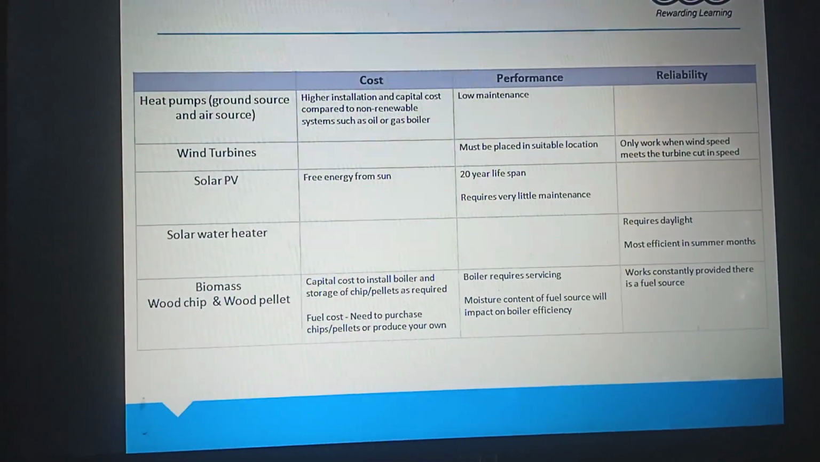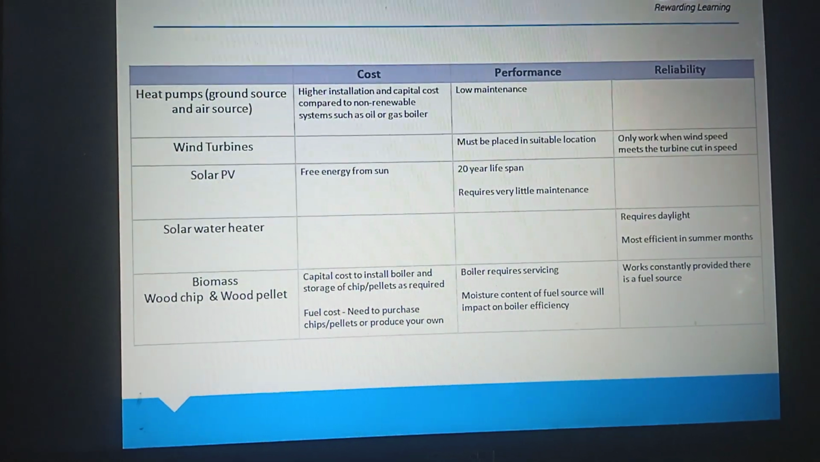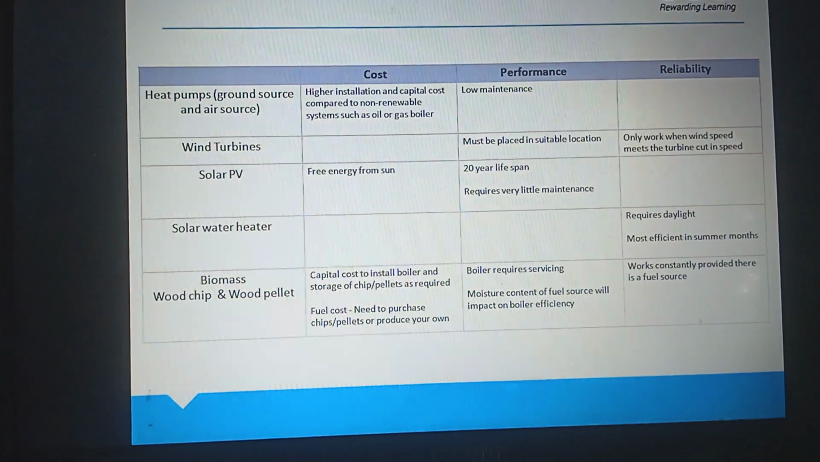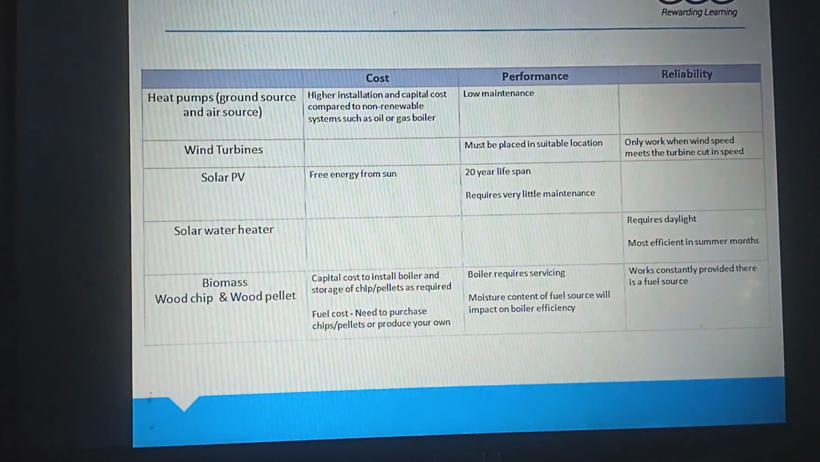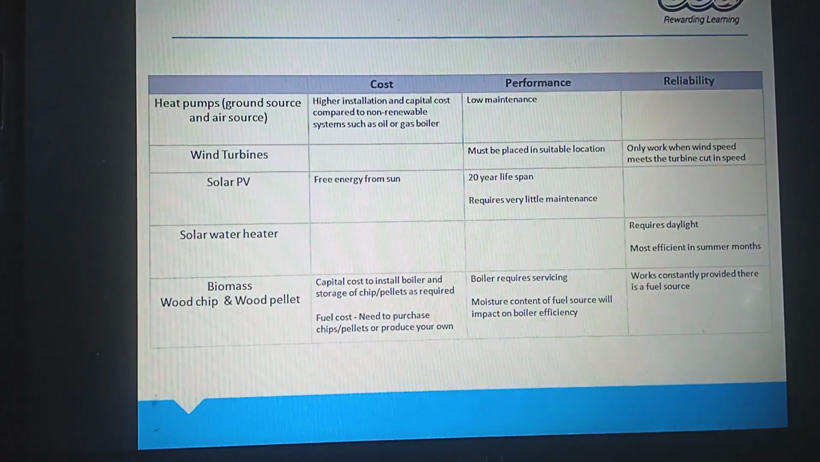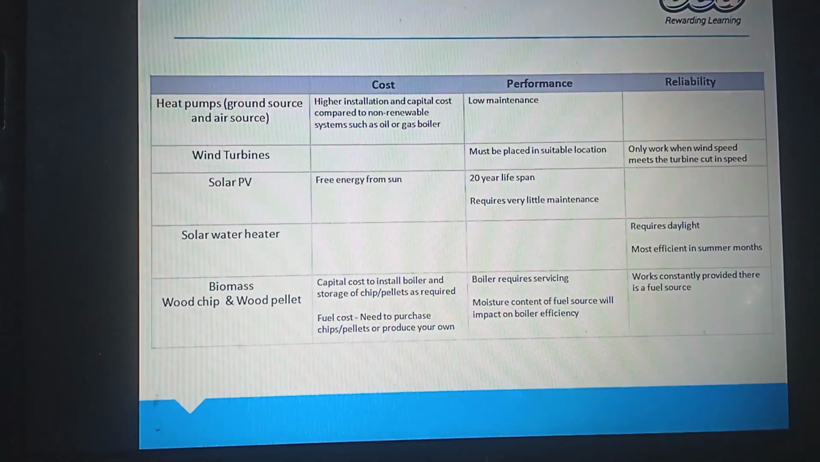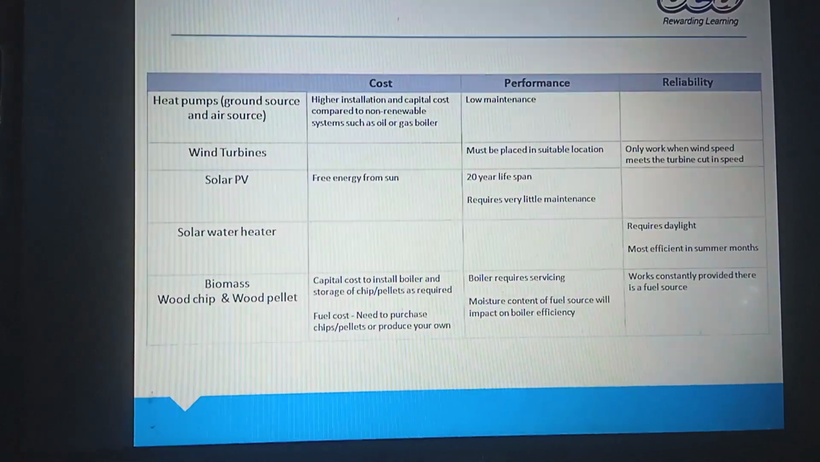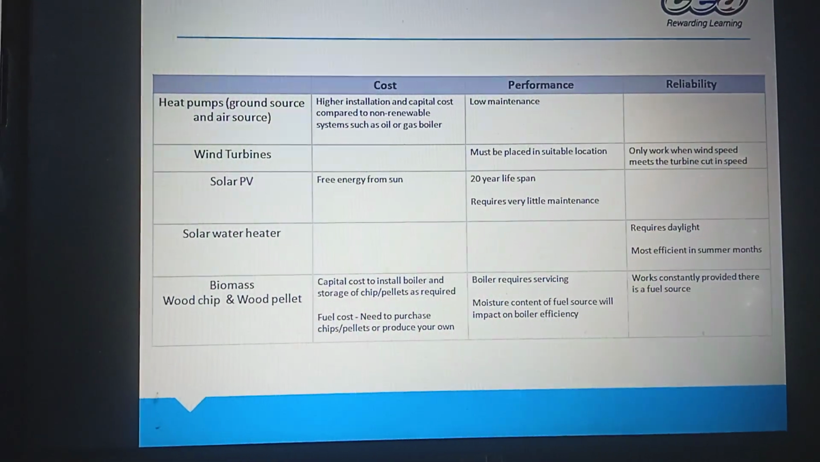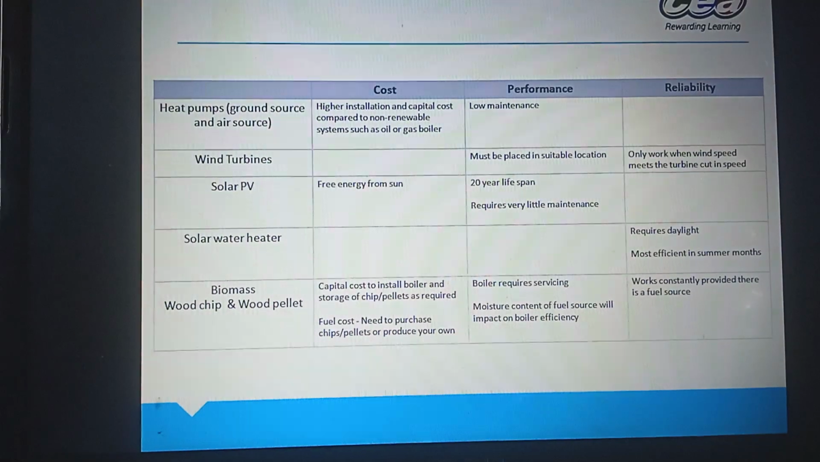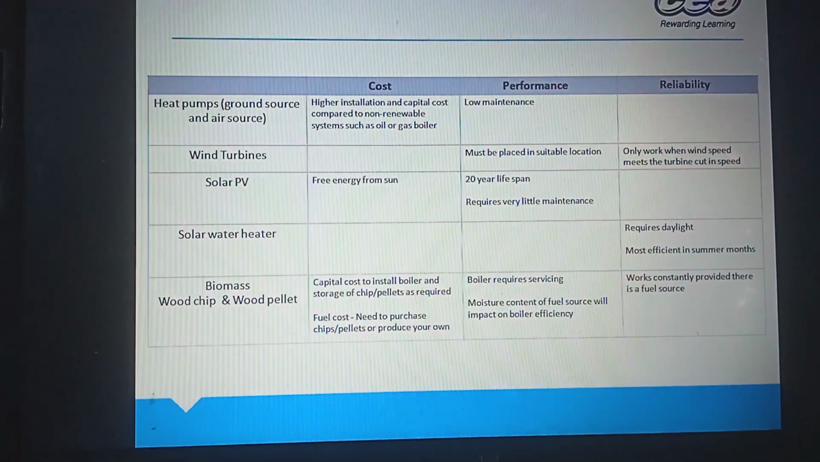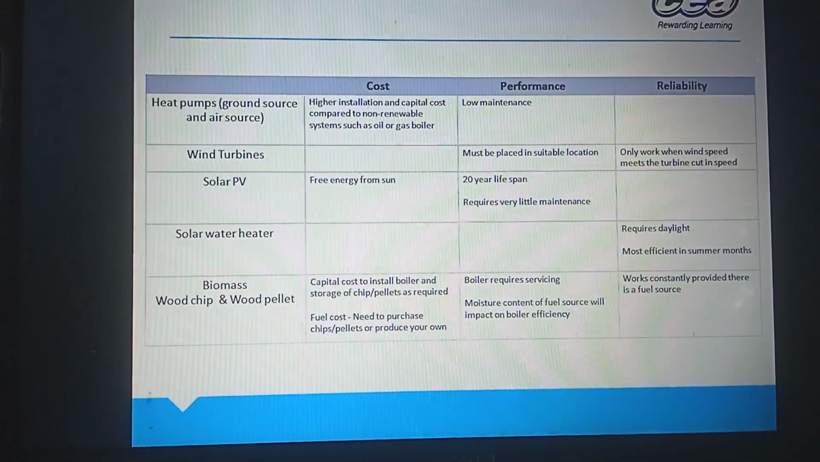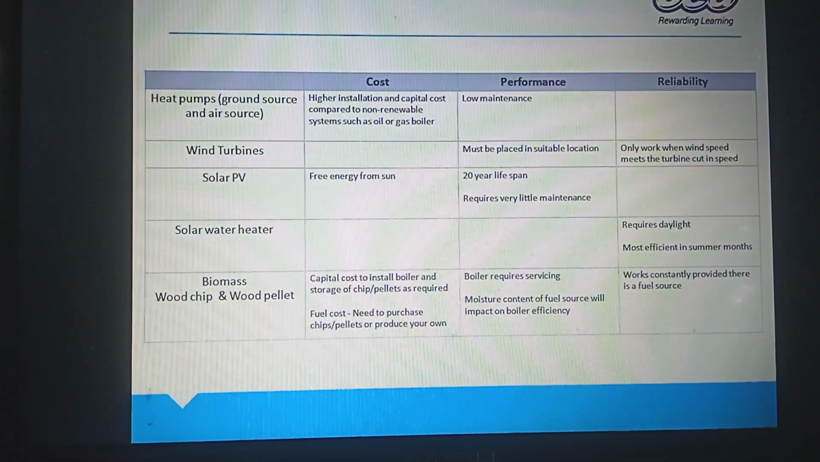These are the performance table of wind turbine, solar PV, solar water heater, biomass: cost, performance, reliability. First one, heat pumps: higher installation cost, low maintenance performance. Wind turbine: cost wise it's high, performance must be placed in suitable locations. Reliability: only works when wind speed meets the turbine cut-in speed.